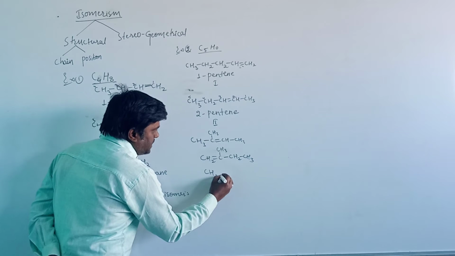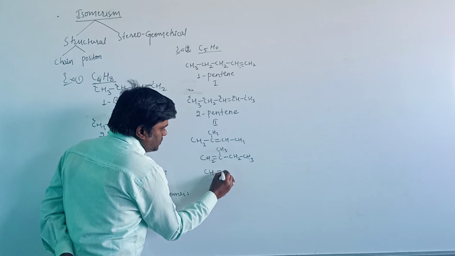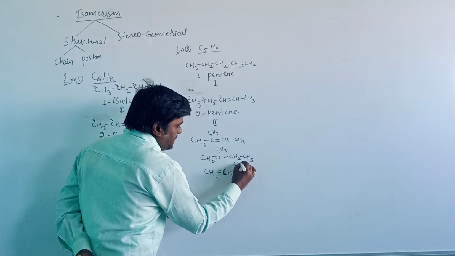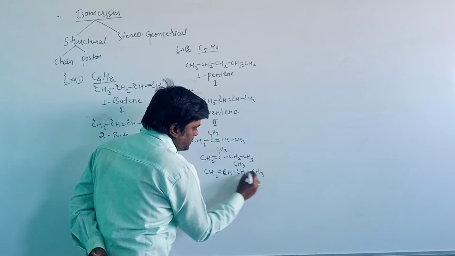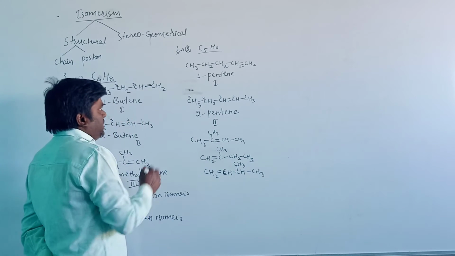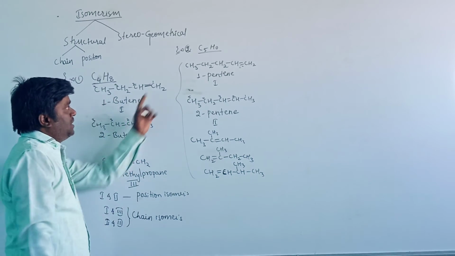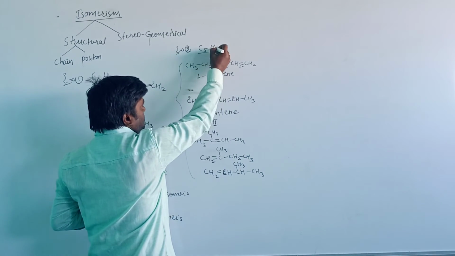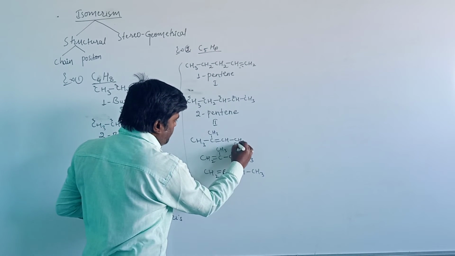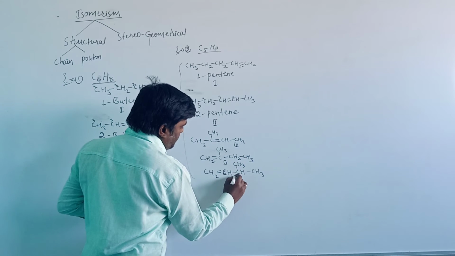Let us write CH2 double bond C, CH, CH, CH3, CH3, that is 1, 2, 3, 4, here 1, 2, 3, 4. These are the structural isomers for the general formula C5H10. We will compare, this is the second, this one the third, this one the fourth, and this one the fifth.